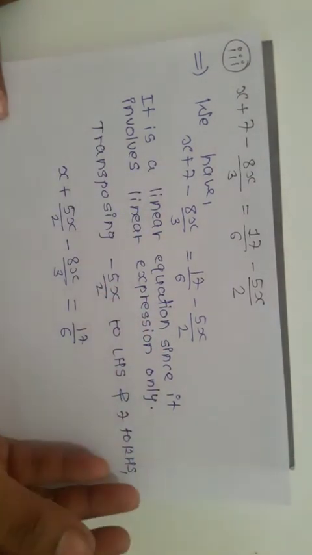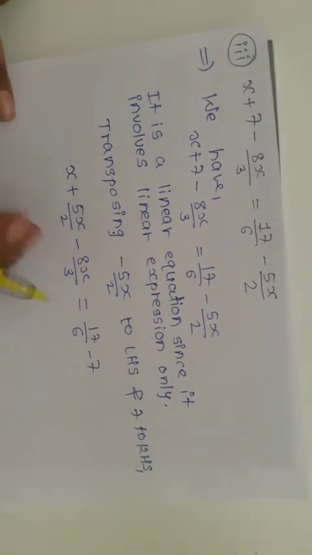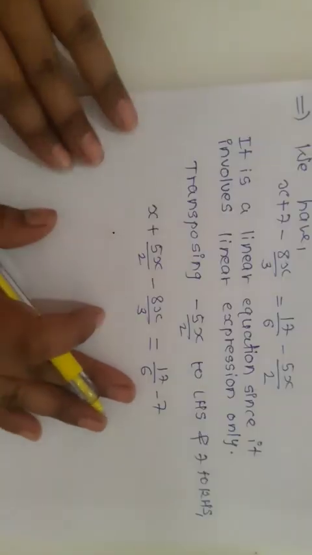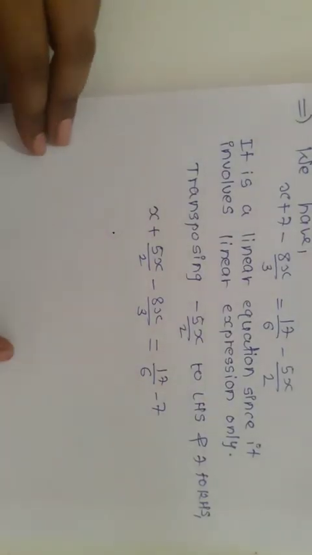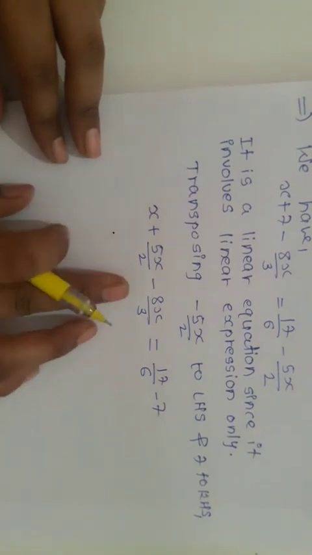When we transpose this to the RHS, it becomes negative. So 17 upon 6 minus 7. Again, to find the value of x, we have to convert it into a simpler form. How can we convert it? Again, we have to find the LCM of the denominators.